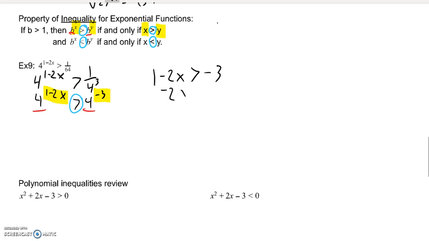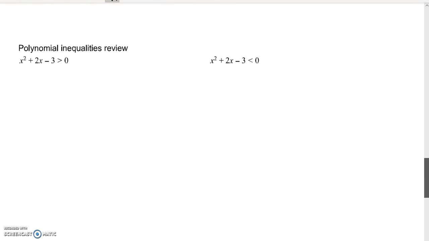So negative 2x is greater than negative 4. And dividing both sides by negative 2, x is less than positive 2. Remembering that whenever we multiply or divide both sides by a negative number, we flip the inequality around. So we have done inequalities. You do need to remember your inequality work.